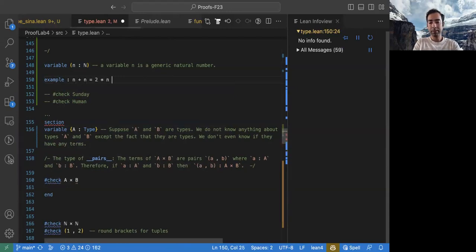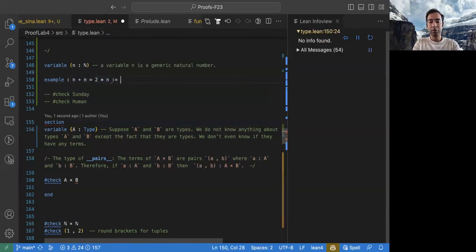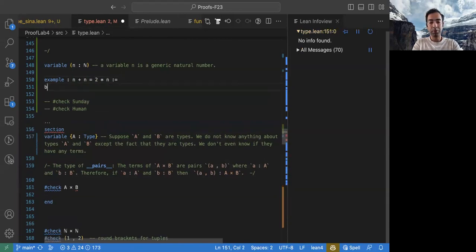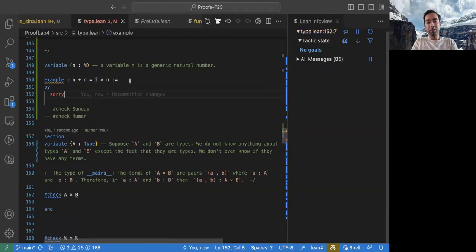This is a statement. This is an expression which has equality, which says left-hand side is equal to right-hand side. Left-hand side has a plus operation and right-hand side has a multiplication operation. So these are two different expressions, right? And we want to prove this. And we will learn how to prove such theorems.